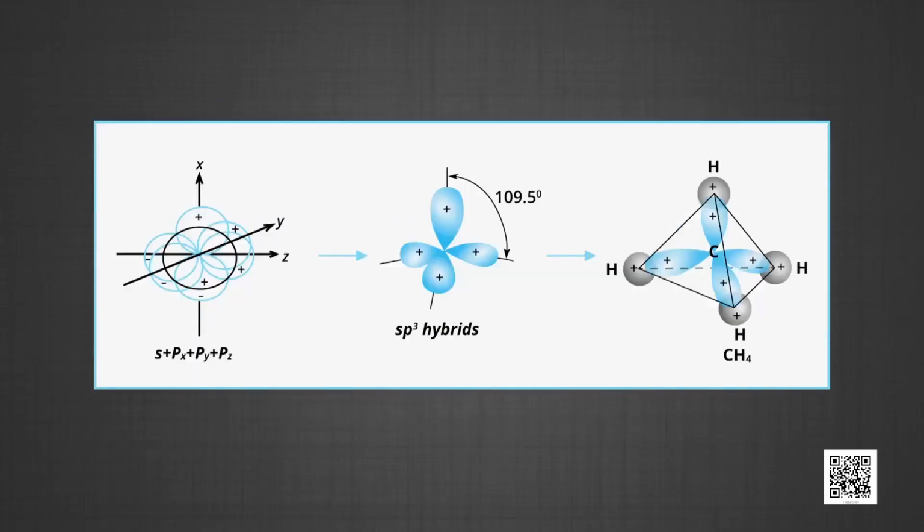Now, there is 25% s character and 75% p character in each sp3 hybrid orbital. The 4 sp3 hybrid orbitals so formed are directed towards the 4 corners of the tetrahedron. The angle between sp3 hybrid orbitals is 109.5 degrees. The figure shows you the formation of the sp3 hybrid orbitals by the combination of s, px, py and pz atomic orbitals of the carbon and the formation of the CH4 molecule.